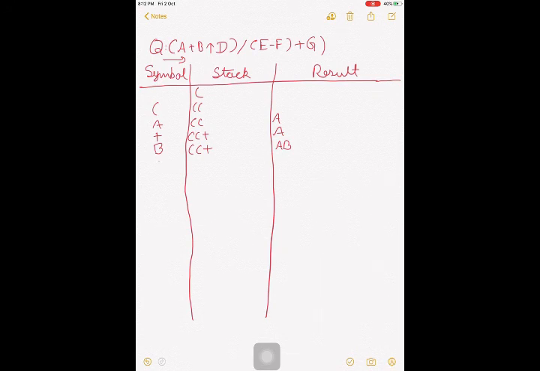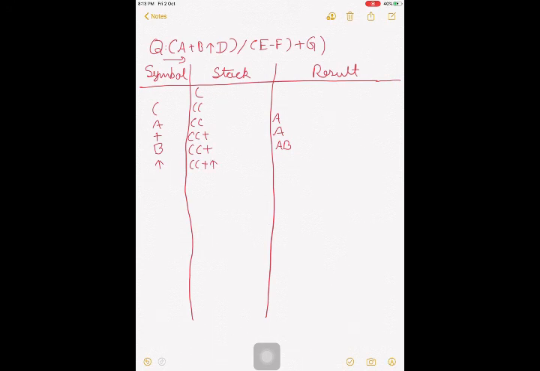Then we get the power operator. Now the power operator has the highest precedence, and we already have an operator on the stack, that is plus. So plus has less precedence than the power operator, so this plus operator will not be popped. So we will have this plus and this power operator on the stack.